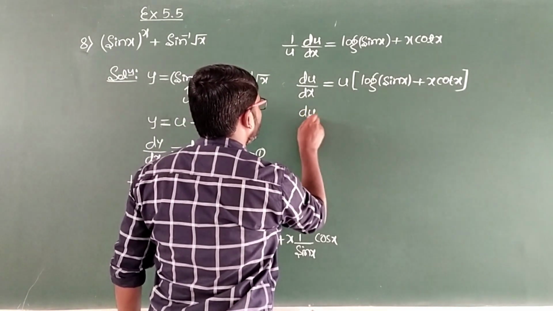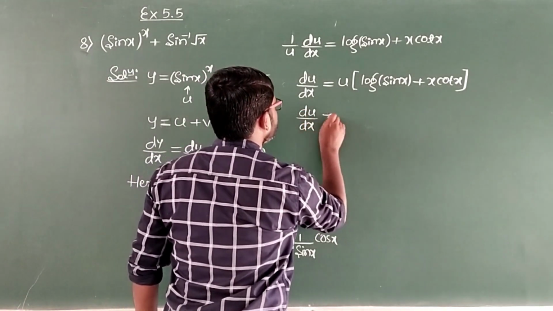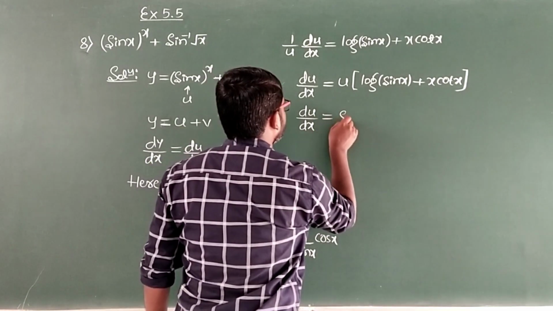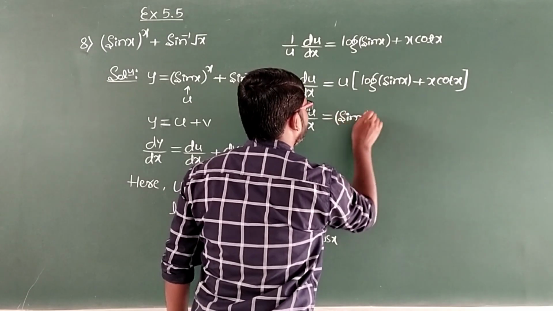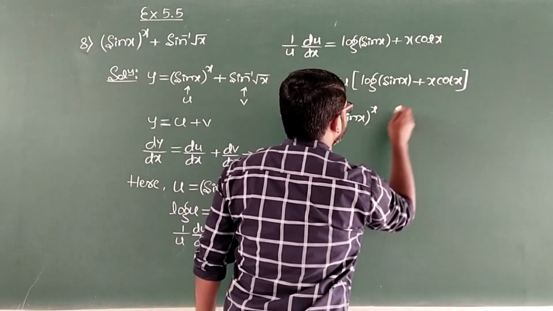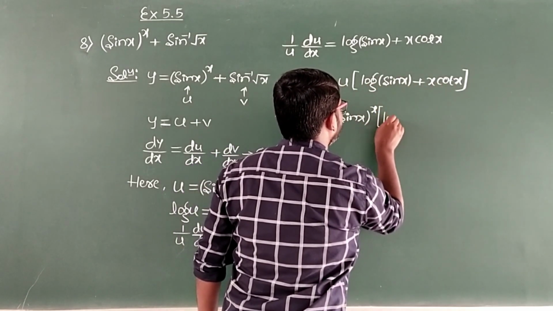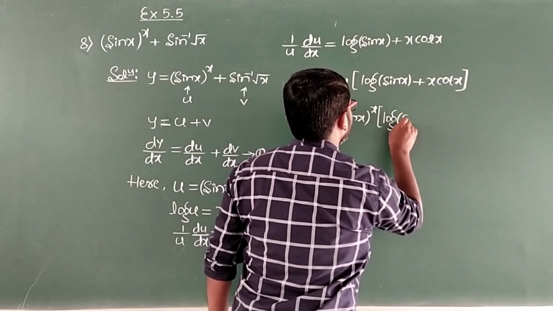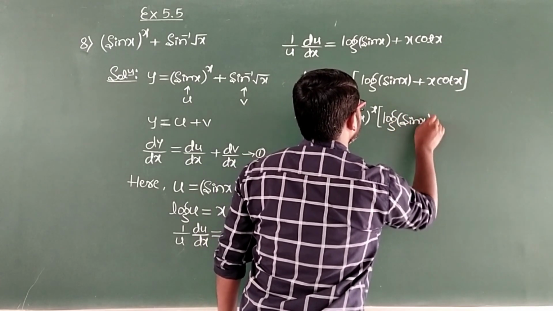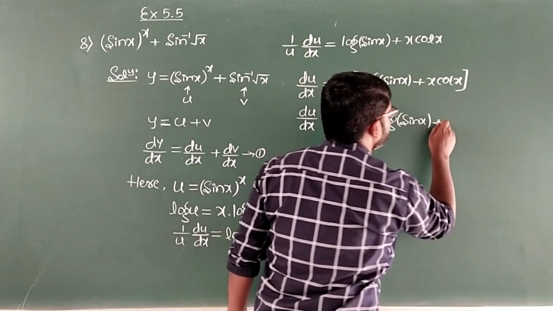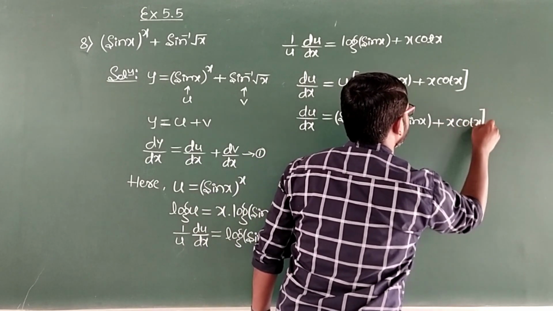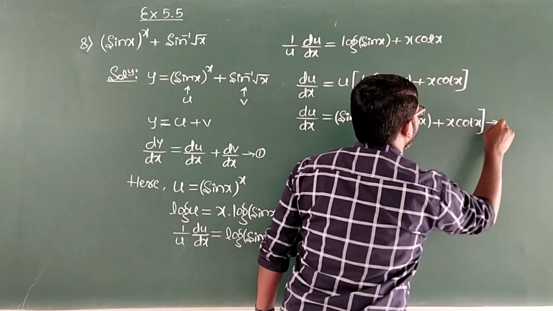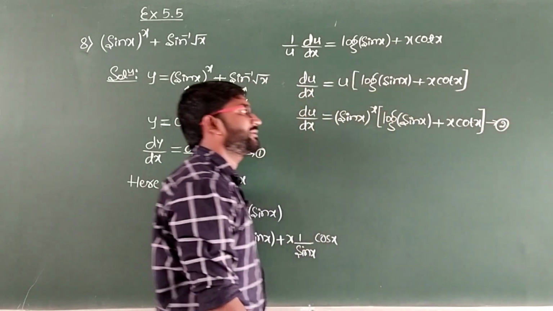du by dx is equal to sin x to the power x, into log sin x plus x cot x. So I call this equation number 2. This is our equation number 2.